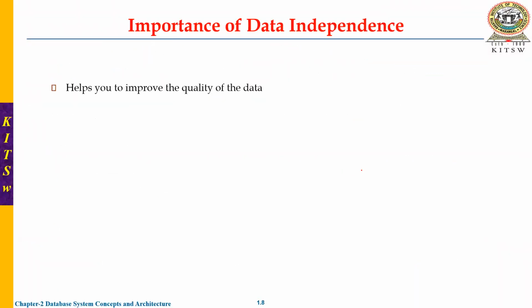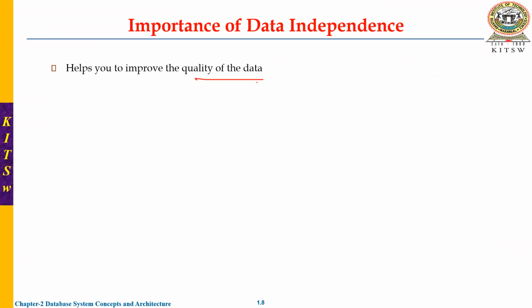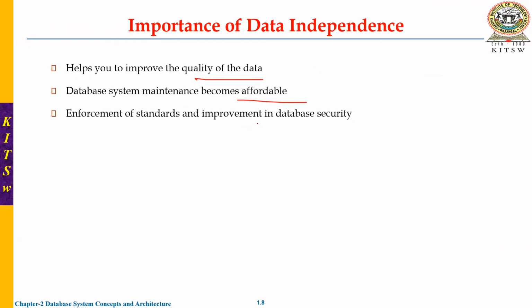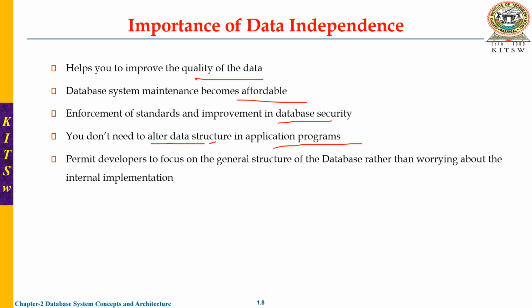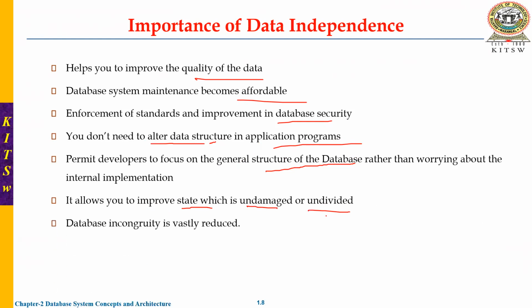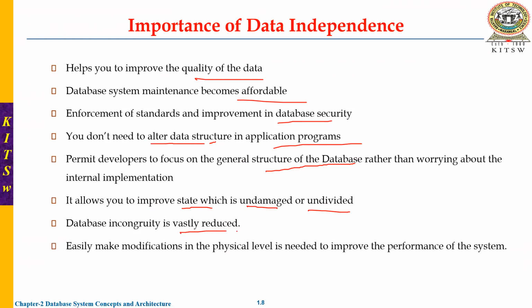The importance of data independence. It helps to improve the quality of the data, makes the database system affordable, and helps enforcement of standards and improvement in database security. You don't need to alter data structures in the application program. You need not change anything. It permits developers to focus on the general structure of the database rather than worrying about the internal implementation. You can easily make modifications at the physical level as needed to improve the performance of the system.